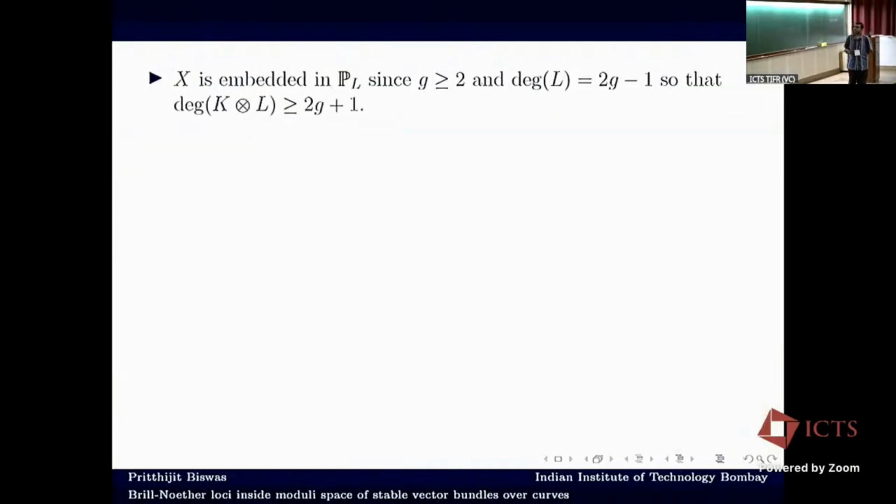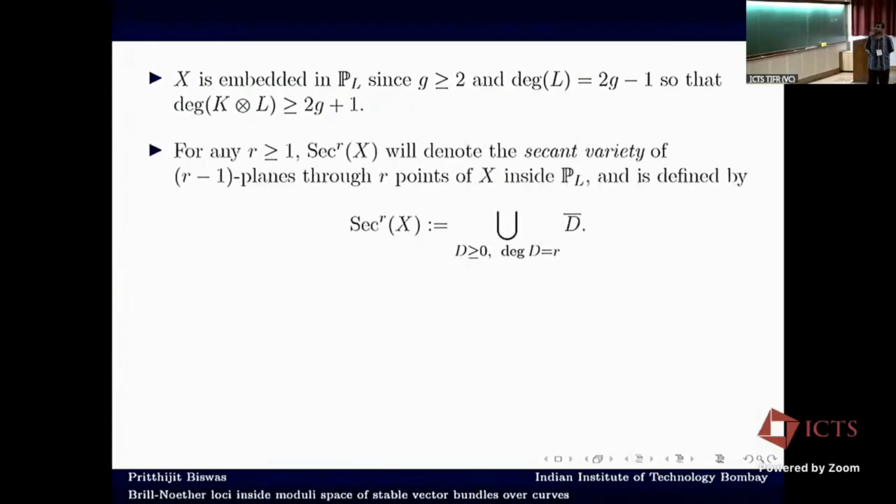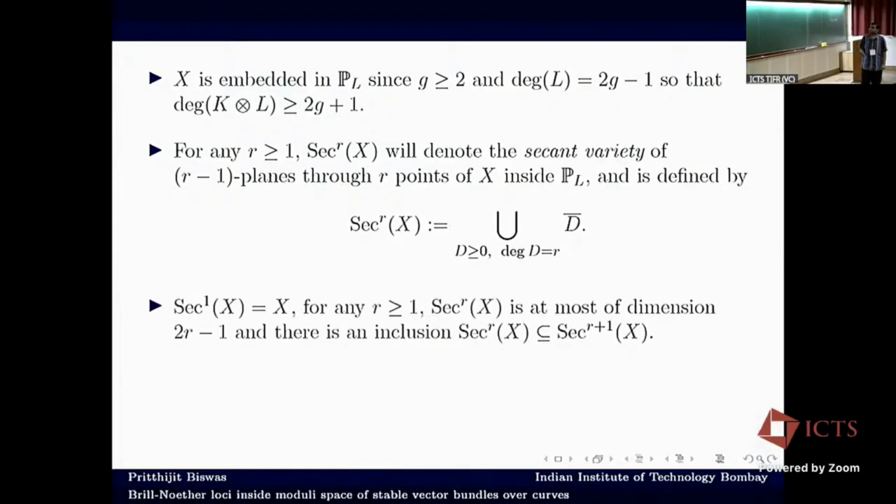Okay, so X will be embedded in PL because we are assuming the degree to be 2g minus 1, which shows that this degree is at least 2g plus 1. And we define the secant variety by taking the union of all these spans. Sec R, for any integer R, is the union of these spans for when the degree is R. And so one can check that Sec 1 of X is actually the curve X, and these inclusions are there.